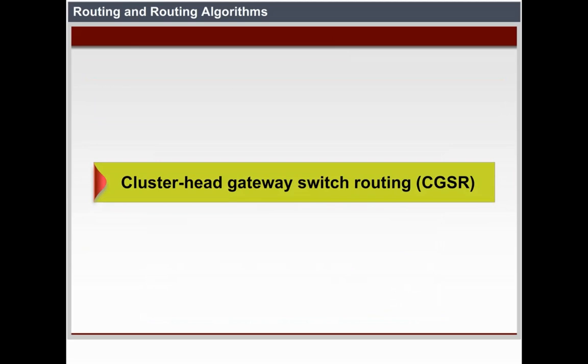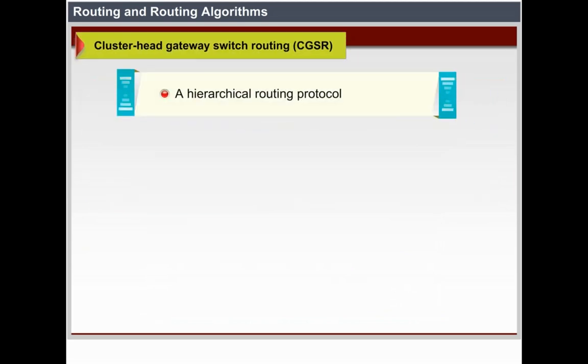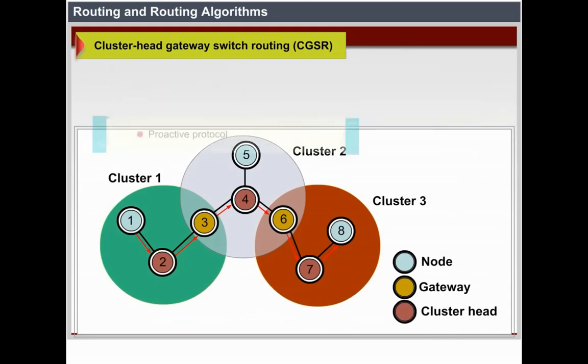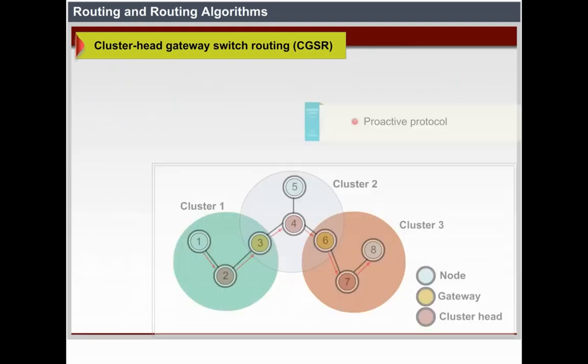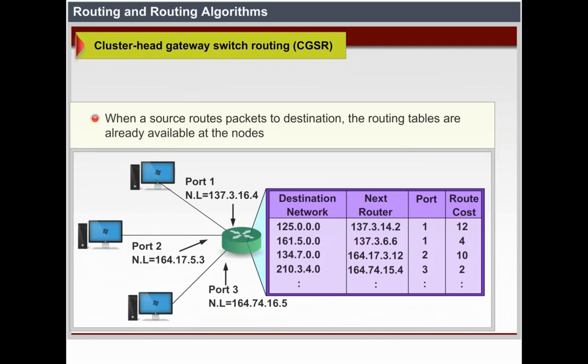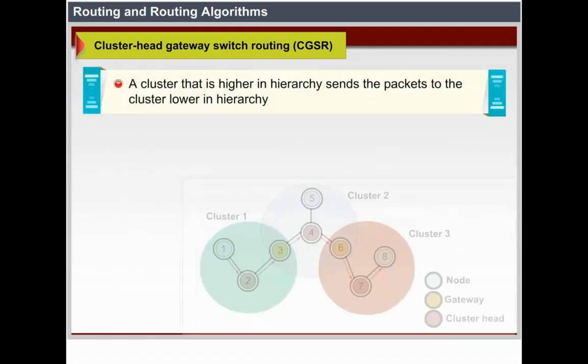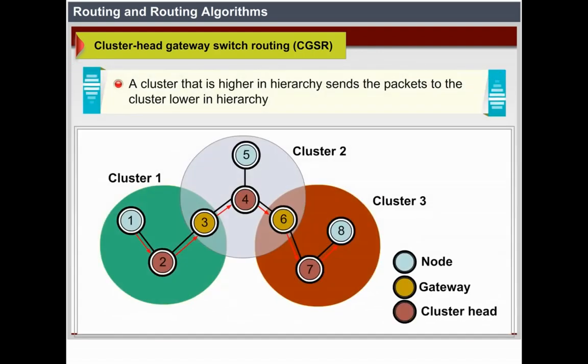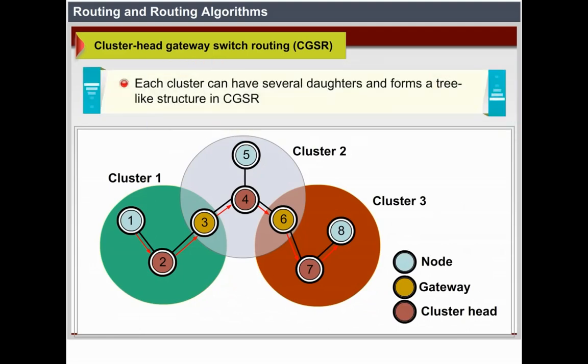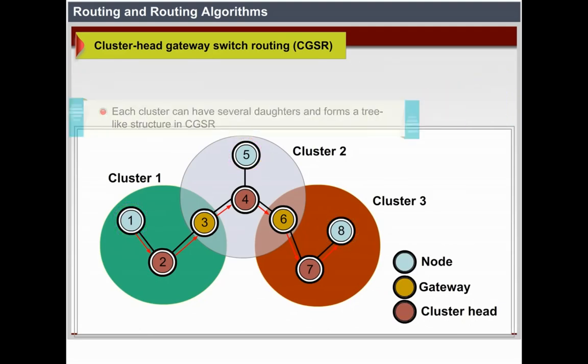Cluster Head Gateway Switching Routing (CGSR). A hierarchical routing protocol. Proactive protocol. When a source routes the packets to destination, the routing tables are already available at the nodes. A cluster higher in hierarchy sends the packets to the cluster lower in hierarchy. Each cluster can have several daughters and forms a tree-like structure in CGSR.